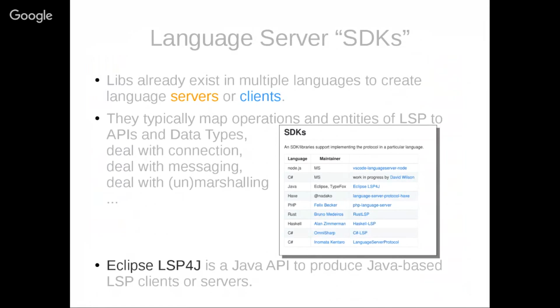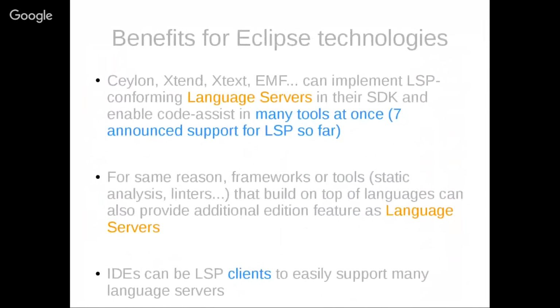So if you're interested in doing a Java-based language server, you should look at this API. The benefits for the Eclipse technologies and ecosystem are obvious. Existing programming language and language-related technologies can implement the language server protocol. By implementing the protocol, it makes it easier for many tools to consume it through the protocol.